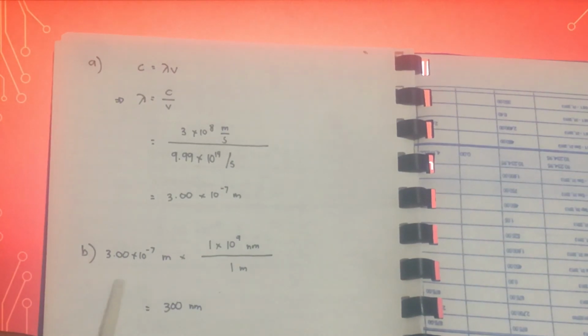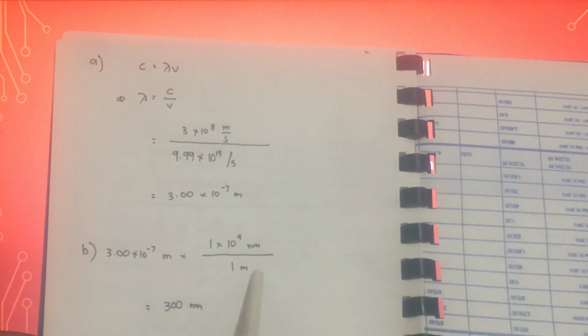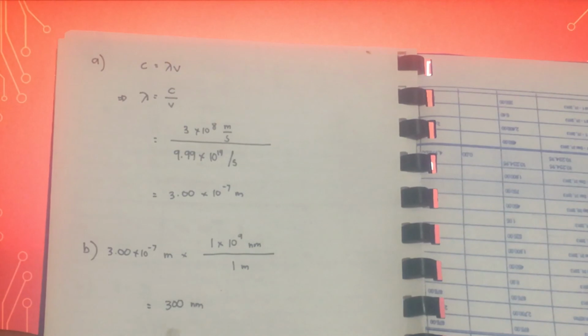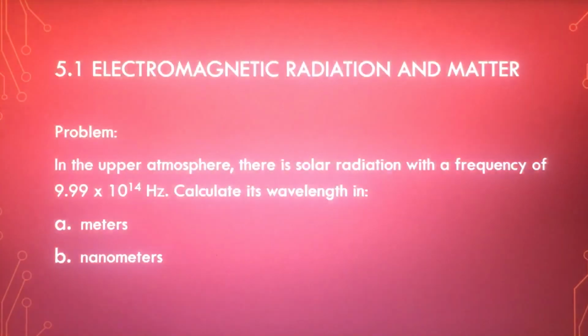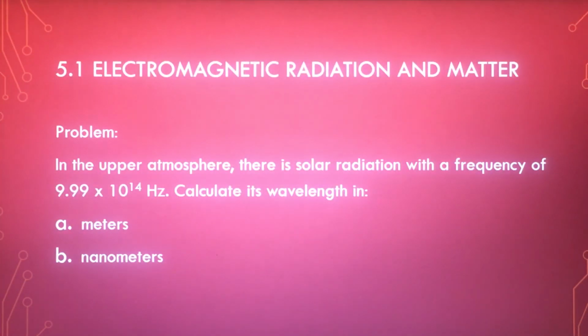For B, since we already know the wavelength in meters, we just convert this into nanometers by using again the conversion factor, 1 meter is to 1 times 10 to the 9 nanometers. Cancel the meters, and we get 300 nanometers. I hope that you understand these electromagnetic radiation problems. This is just a conversion using the single formula c is equal to lambda nu.